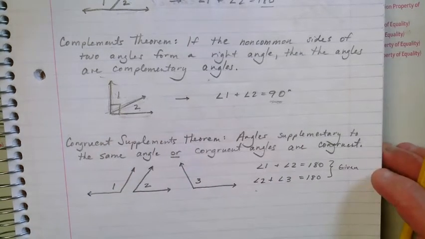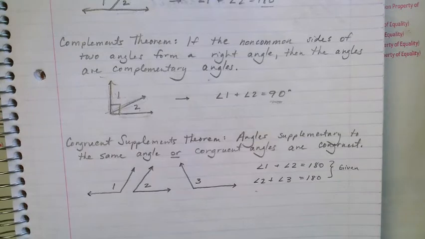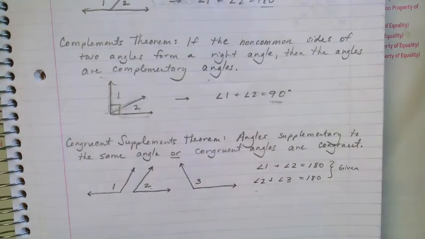The next theorem is called the congruent supplements theorem. Okay, and that says angles supplementary to the same angle or congruent angles are congruent. And so if I look at this, I drew a picture out here. Angles 1 and 2, and 2 and 3 are supplementary. Okay, they add up to 180. You can kind of see these two. If I was to slide them together, you would have a straight line and supplementary angles.